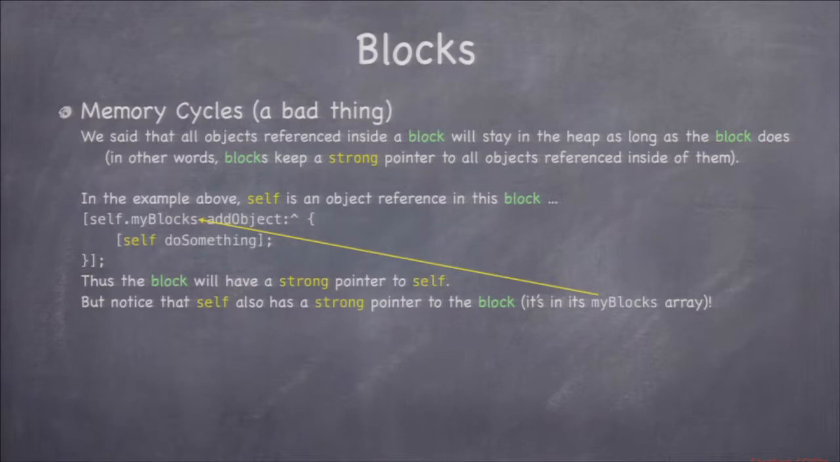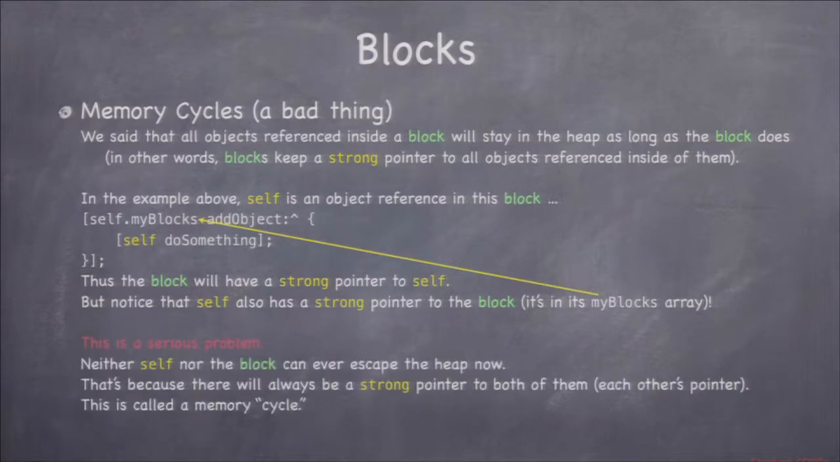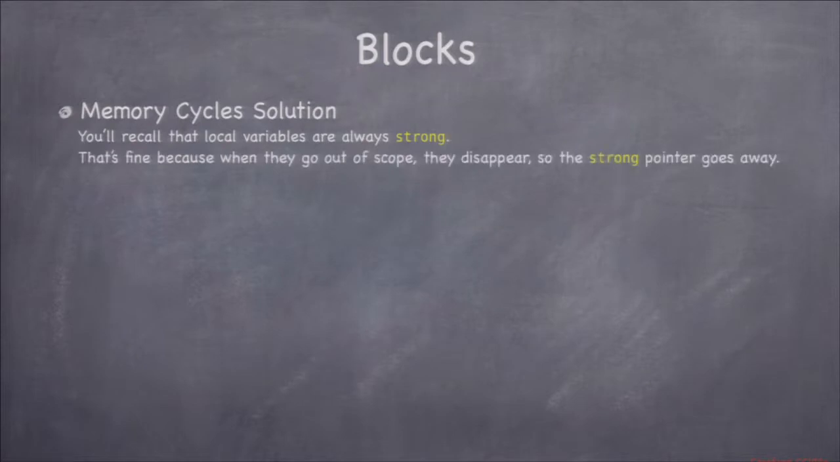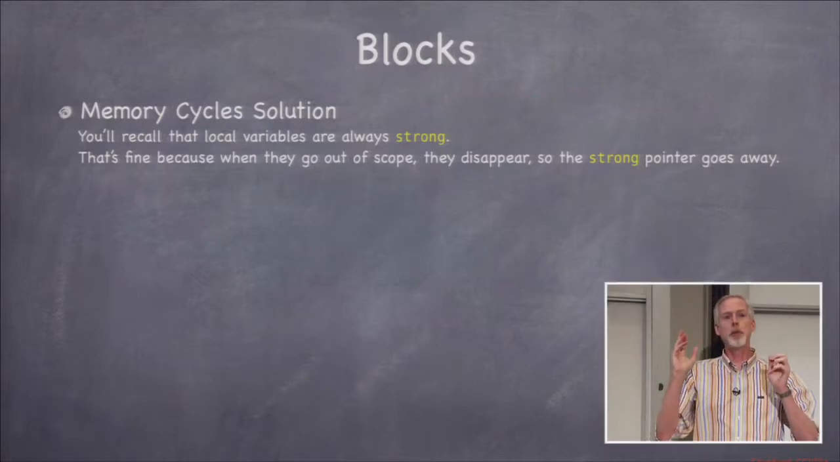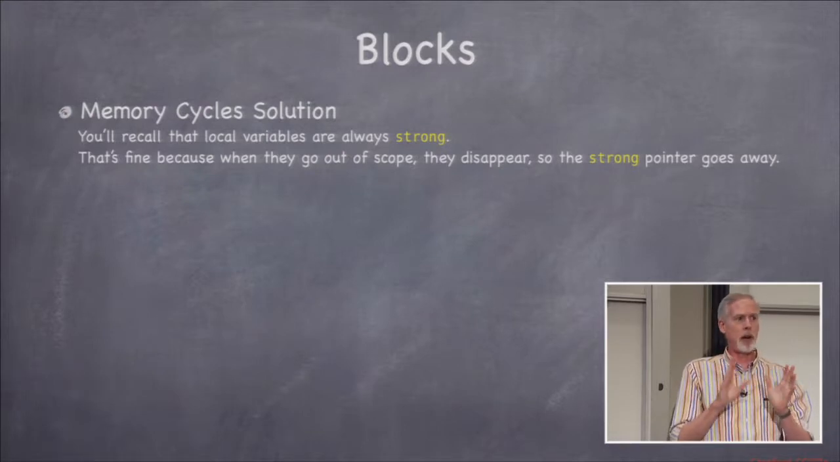And we have to break these cycles. Hey, this is a serious problem. You definitely want to be able to break these cycles. And here's how we do it. We're going to do it with a local variable. Now, local variables are all what? They're all strong, right? Local variables are strong pointers into the heap, pointer variables, until the method ends, and then the strong pointer goes away, so that local variable obviously is not holding something in the heap by being strong.